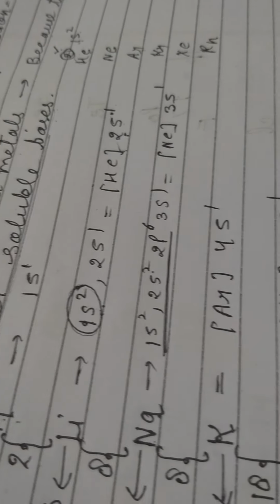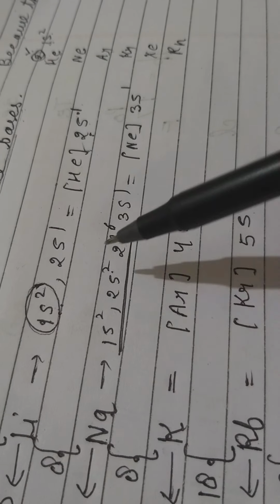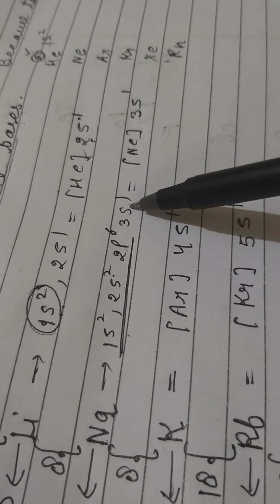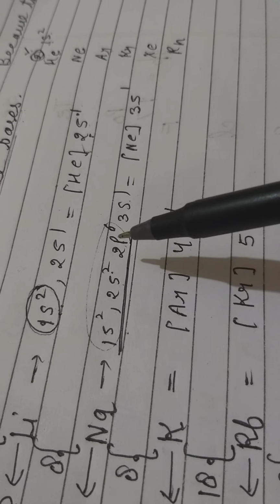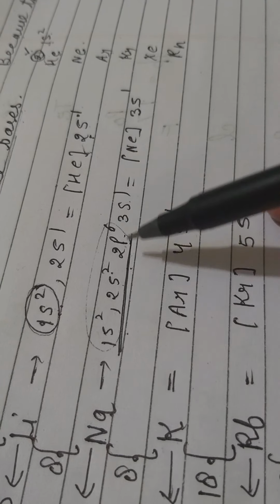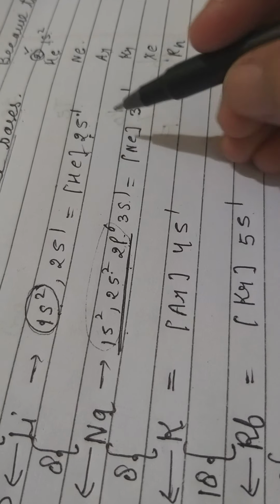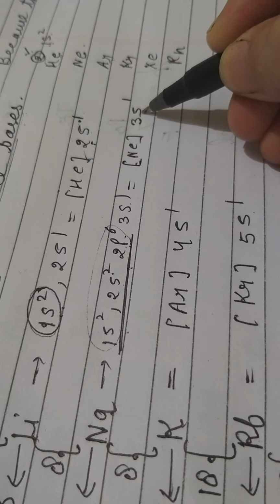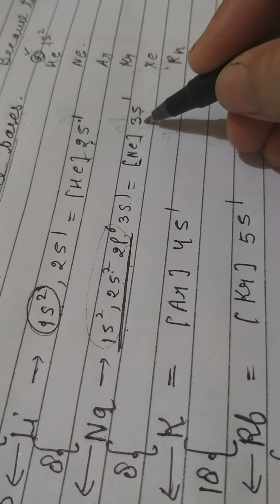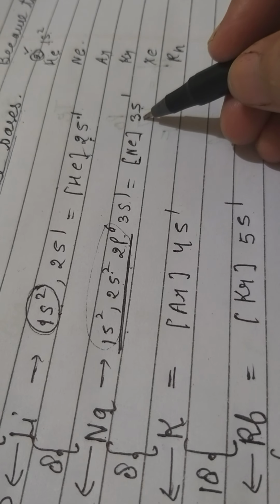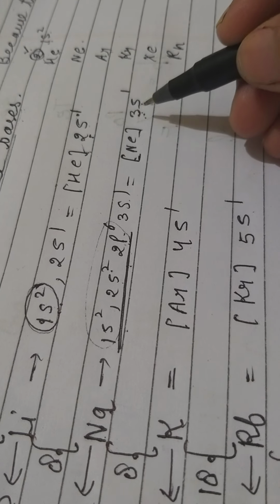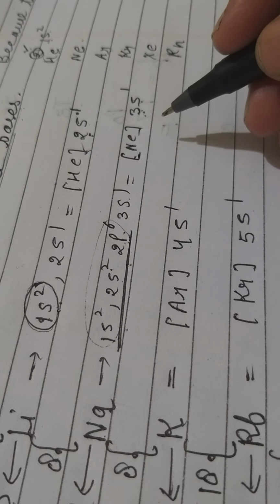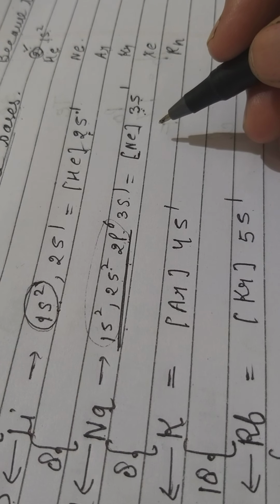Next, for sodium we write 1s2, 2s2, 2p6 and 3s1. If we count all these, the atomic number is 10, and 10 is the atomic number of neon. So up to 2p6 we can write neon and then 3s1, which shows the period number. Whenever we do the electronic configuration of any element of a specific period, the noble gas of the earlier period is used.